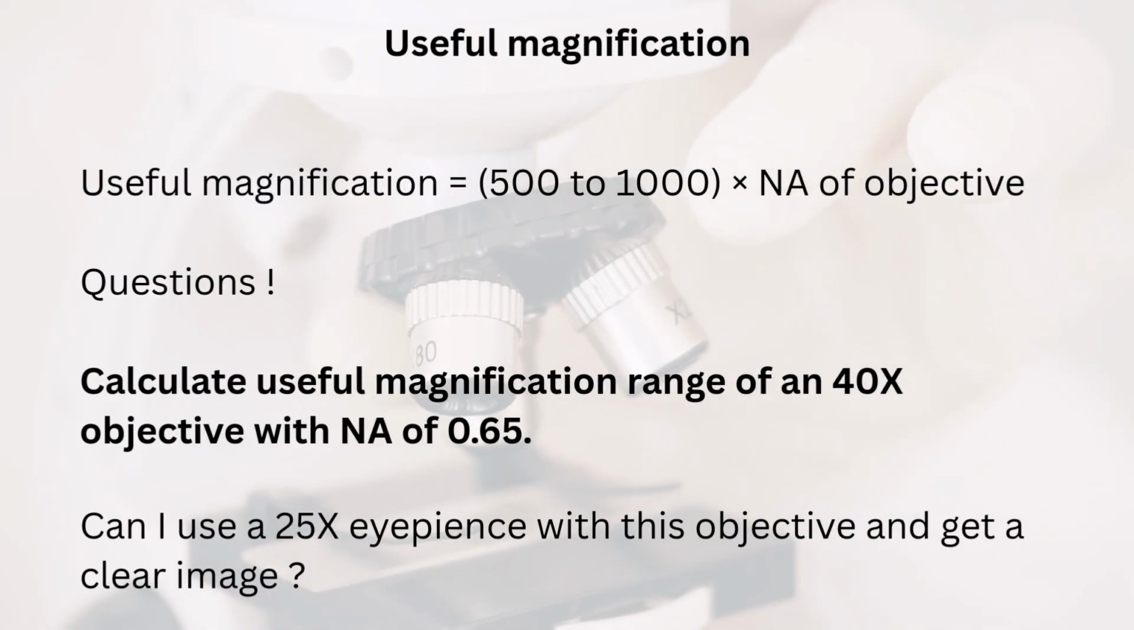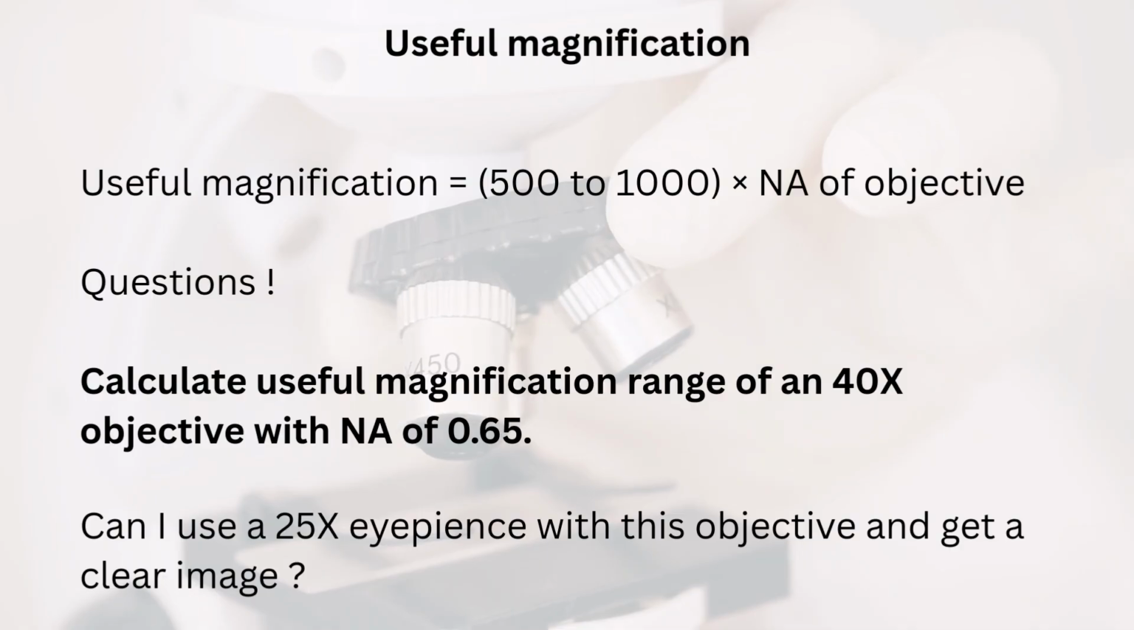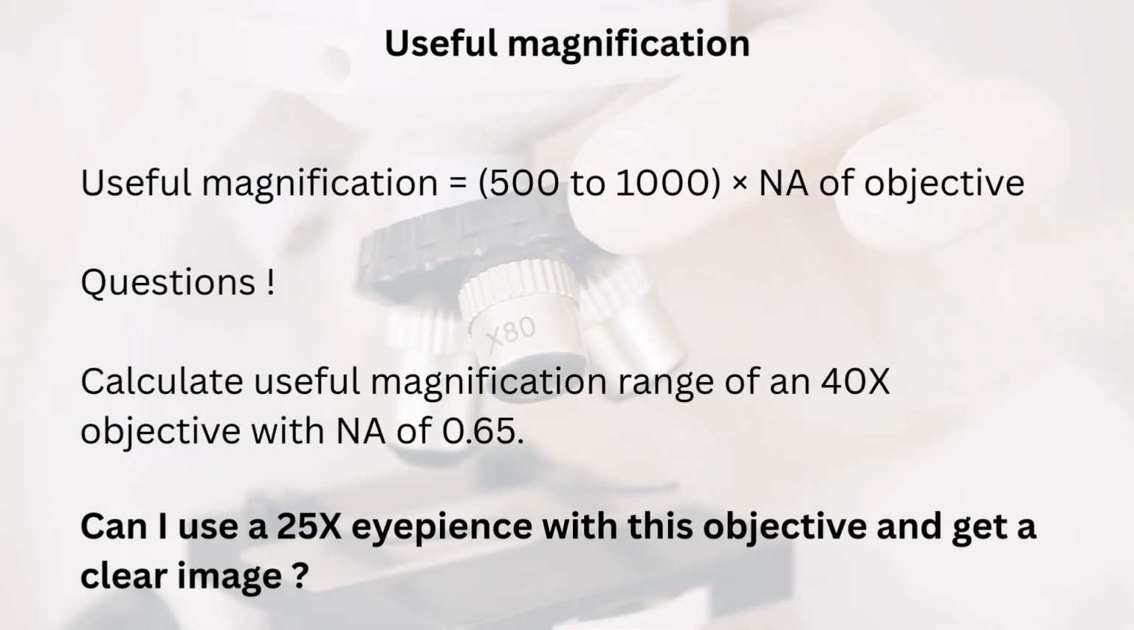Can you pause the video again? Calculate useful magnification range of a 40x objective with a NA of 0.65. There's another question for you. Can I use a 25x eyepiece with this objective and get a clear image?